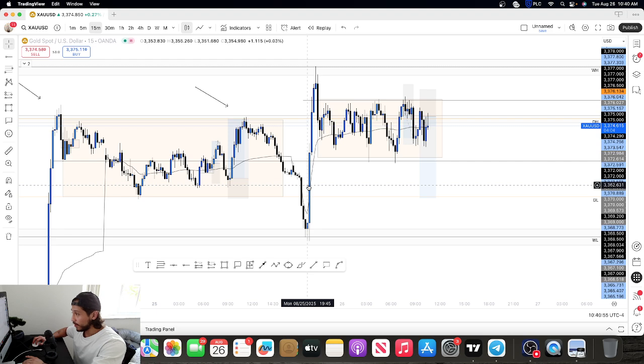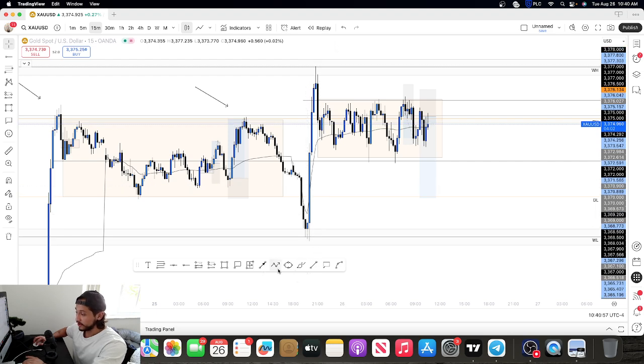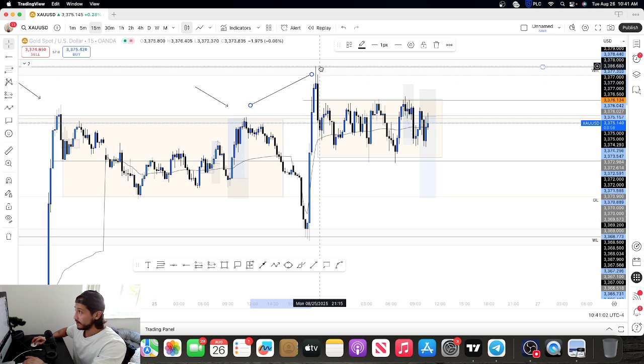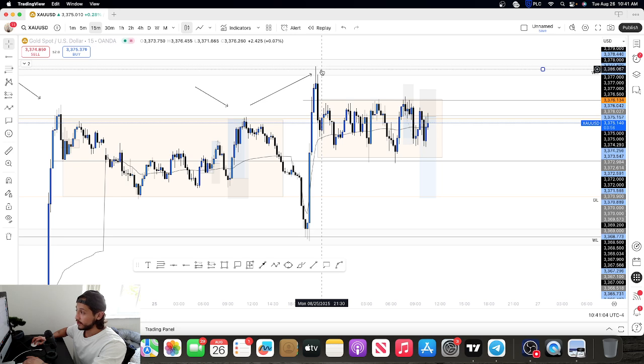Now, the reason why we took this out this morning was very simple. So check this out. We have the retest of this entire intraday structure, the 3386, 3385 zone, which was previous areas of support.